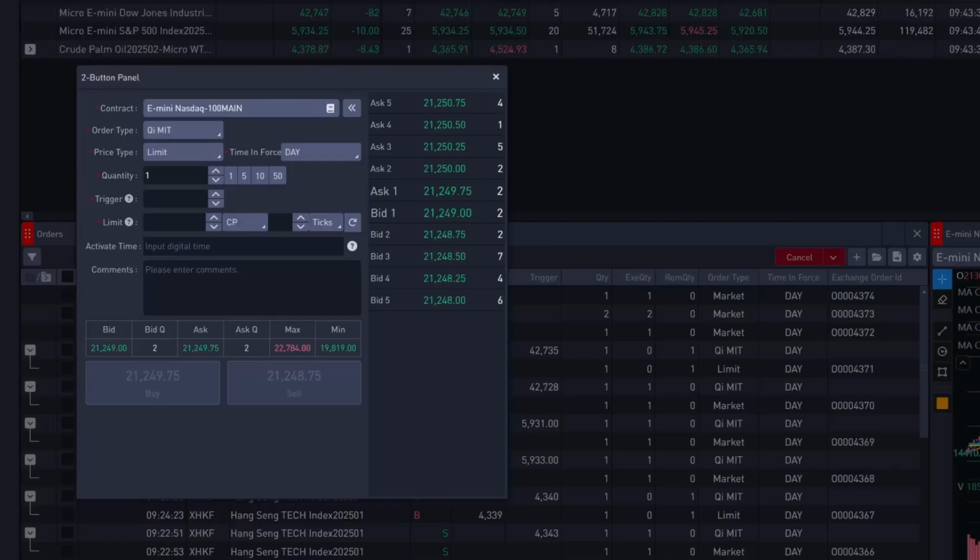If you want to place a QIT limit order, please set the price type to limit price, so that the type of the suborder after being triggered will be a limit order. When placing a buy order, the trigger price is usually set above the limit price. When placing a sell order, the trigger price is usually set below the limit price.